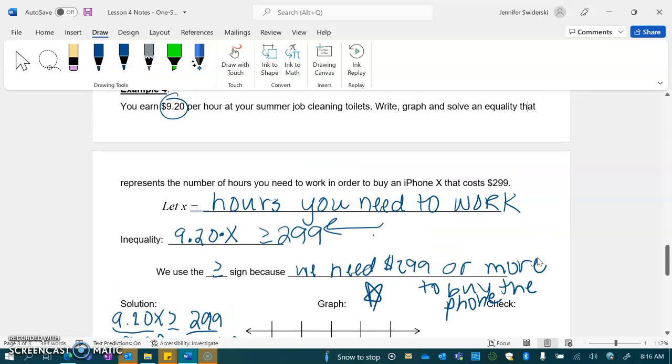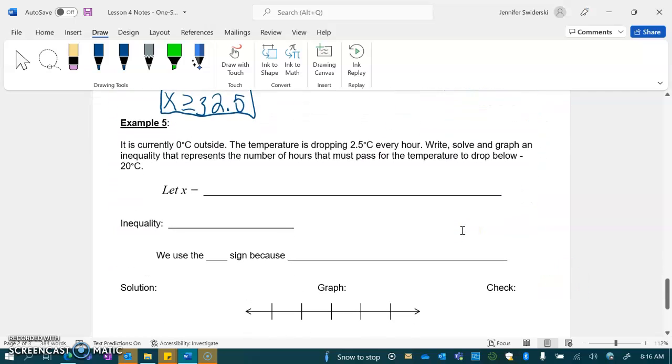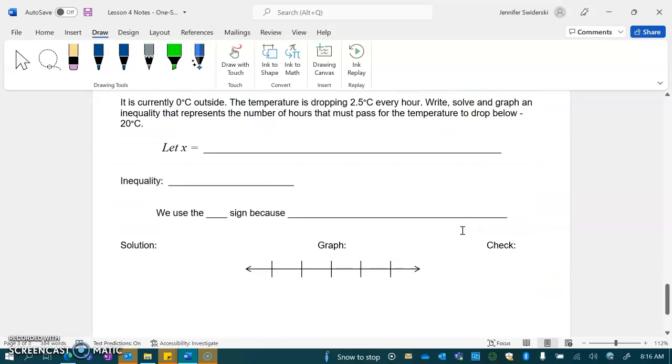So I'm going to have you guys go ahead and graph it. We'll skip the check step, and I want you guys to go ahead and try number 5 because it's super snowy outside. We can totally relate. Go ahead and try this one on your own, and we'll go over it in class.